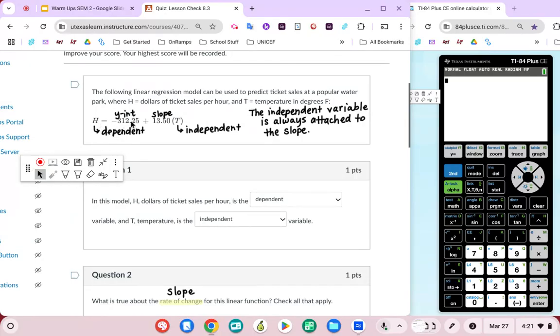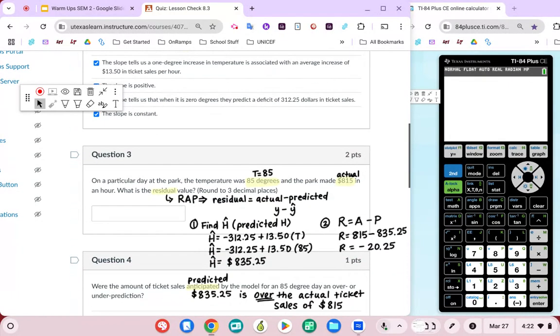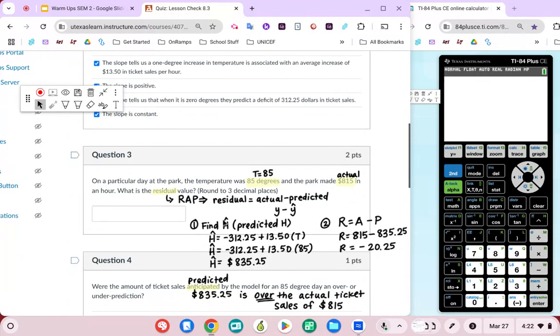H equals negative 312.25 plus 13.50 T. We're going to plug in 85 for that T because that is the temperature that day. And we're going to use this equation to find what we call H hat. It's going to have a little hat on top of it. This little hat is the symbol for predicted. So we're going to find H hat by plugging 85 in for temperature.